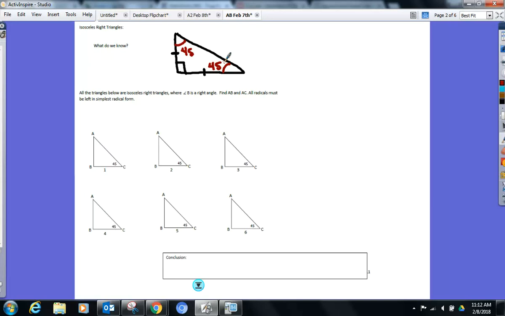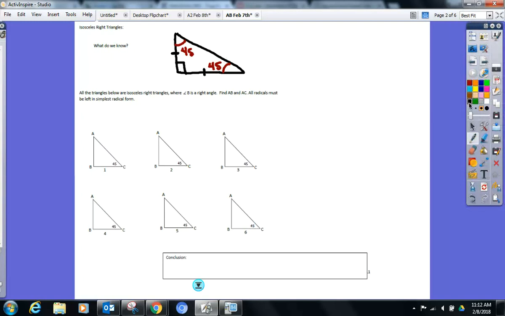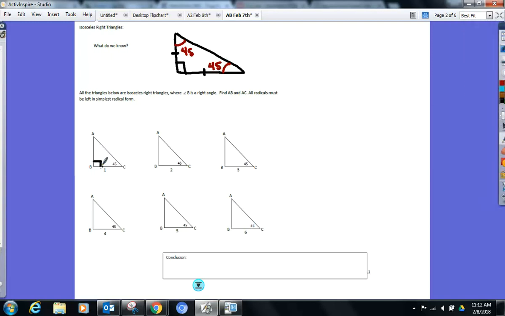Everyone has 6 examples down below. They're all isosceles right triangles, where angle B is the right angle. And I want to find the remaining 2 sides. And as we do these, you're going to start seeing a pattern between the legs and the hypotenuse. So let's start with the first one here, where BC is 1. Everyone knows these angles are congruent, which means the sides across are also congruent. So what's the value of segment AB?